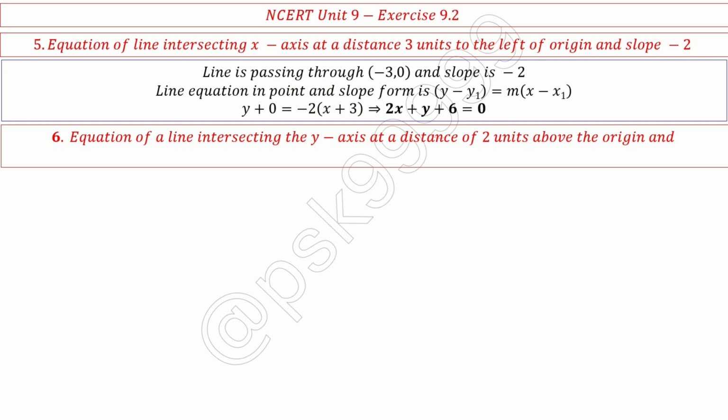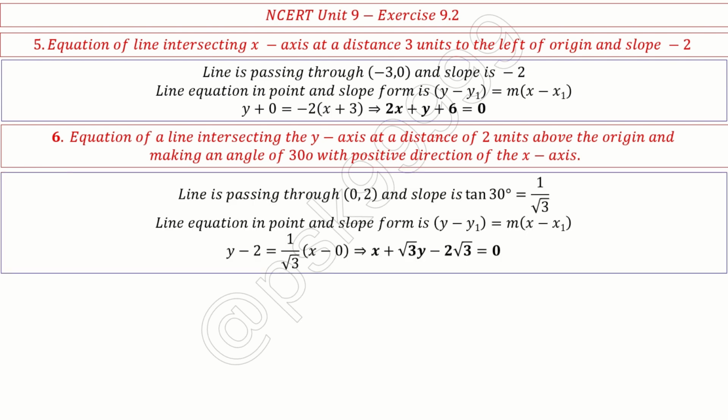Equation of a line intersecting the y-axis at a distance 2 units above the origin and making an angle of 30 degrees with the positive direction of the x-axis. So the slope is tan 30, correct, which is 1 by root 3, and the y-intercept is 2. So you can actually use y equal to mx plus c also here, or I used point slope form here. You can use y equal to mx plus c directly.